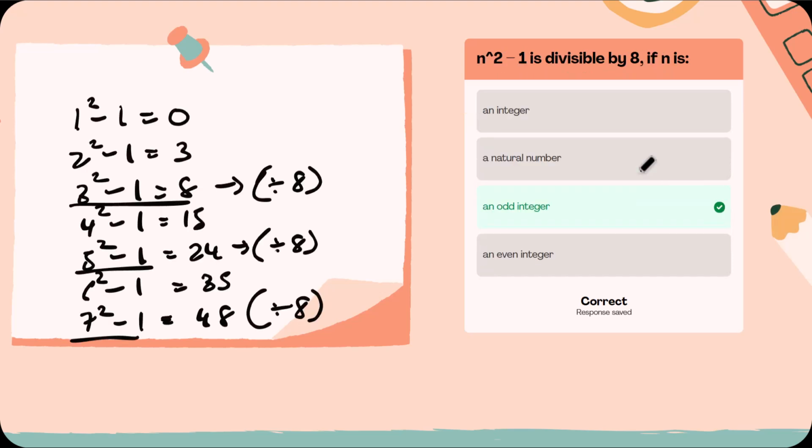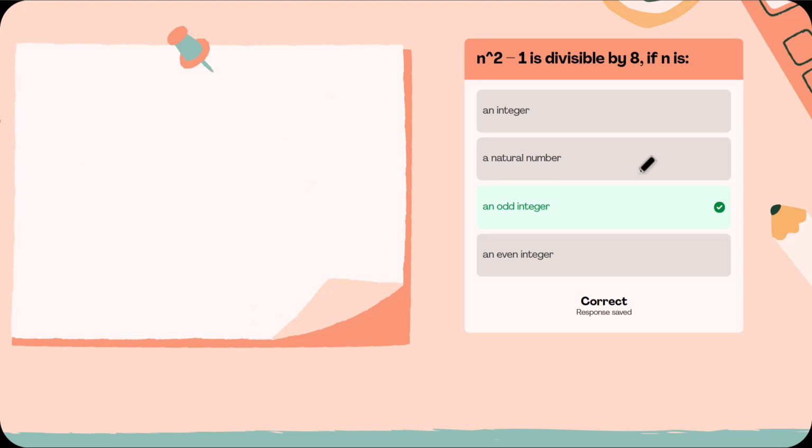Why integer? Why not a natural number? Very simple, because it is getting squared. Even if it is minus 3, even if it is minus 5, it will get squared and the negative sign will go, right? So it should be an odd integer.